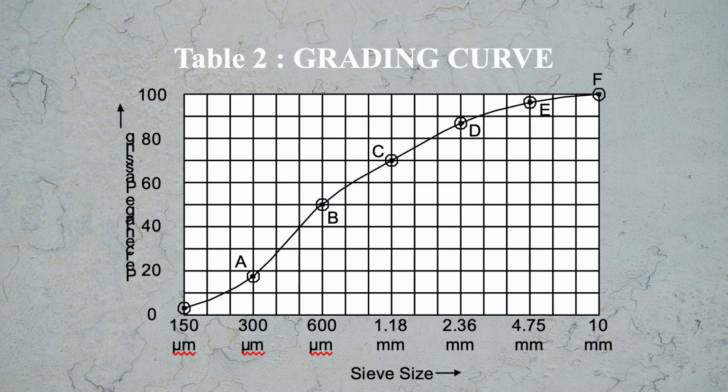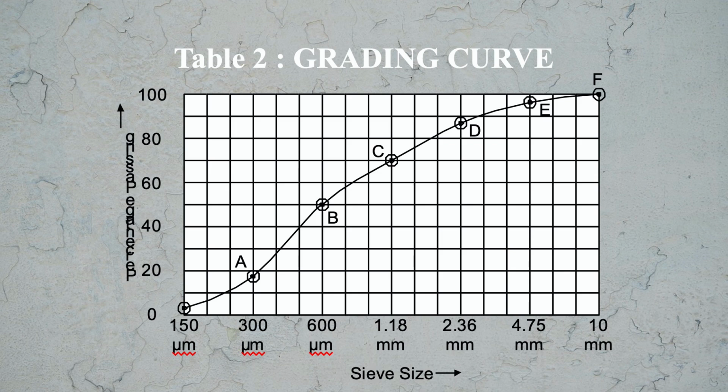The grading curve for the data obtained in table 2 from the sieve analysis result is shown in the figure. Next, here you see this figure. On the x-axis you see the different sieve sizes from 150 micron to 10 mm. So you see that the variation in size is too much. So that way this can be drawn on the log scale.